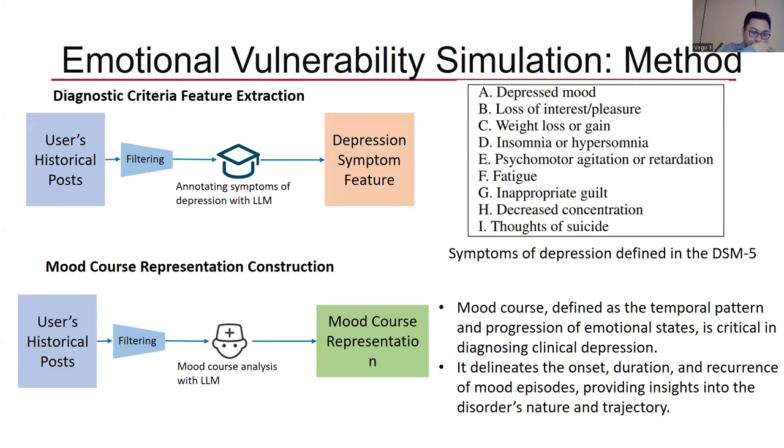Okay, so the method details include the diagnostic criteria feature extraction. It is based on the user's historical posts, and we use the annotated symptoms of depression with the LLM to generate a depression symptom feature. And for mood course representation construction, we also use the user's historical posts, and we use mood course analysis with LLM agents to generate the mood course representation.